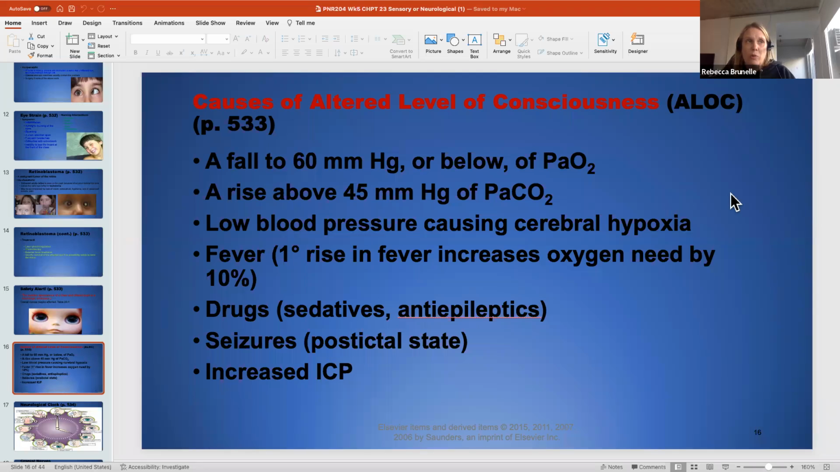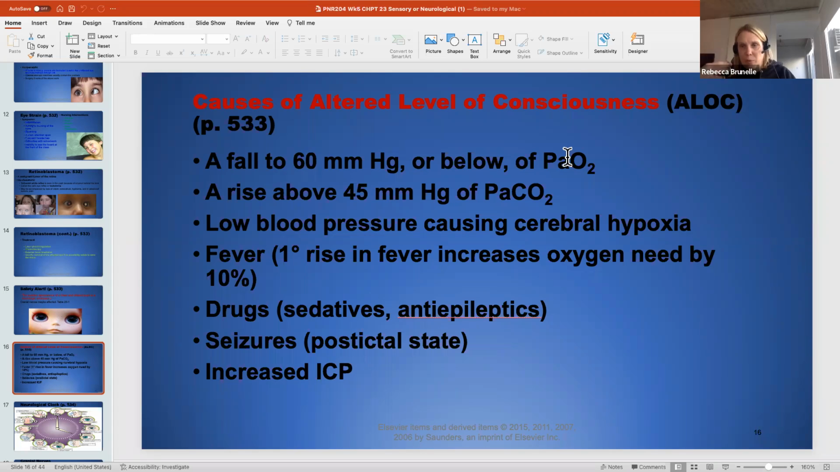So we're going to move on from the sensory and start talking specifically about neuro stuff. Altered level of consciousness is something that we talk about a lot when we're talking about anything related to neuro symptoms. There are a couple of different things that can cause altered level of consciousness: a change in either your oxygen level or your carbon dioxide level. These are very specific parameters: a fall to 60 or below for your PaO2, which is your oxygen, or a rise above 45 for your PaCO2, which is your carbon dioxide. But more than memorizing that specific number, I would say just recognize changes in either direction, a change in your oxygen or a rise in your carbon dioxide.